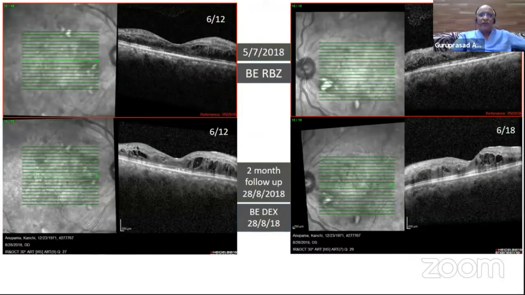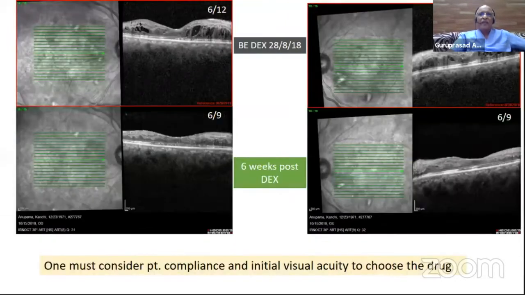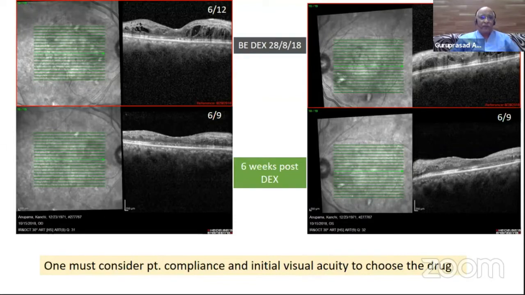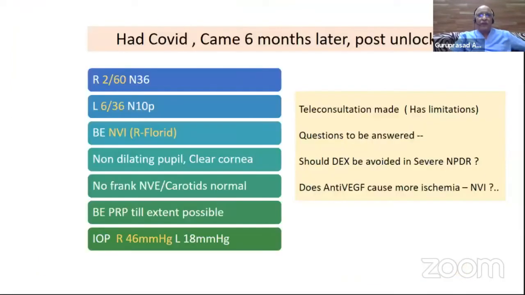At this point of time, a DEX implant was given to both eyes. This is the picture 6 weeks after DEX implantation. You can see that from 6/12, there is improvement to 6/9, and 6/9 in the left eye as well. This is the lesson that we learned from this particular patient: we must consider patient compliance and also the initial visual acuity when we are treating with pharmacotherapy.